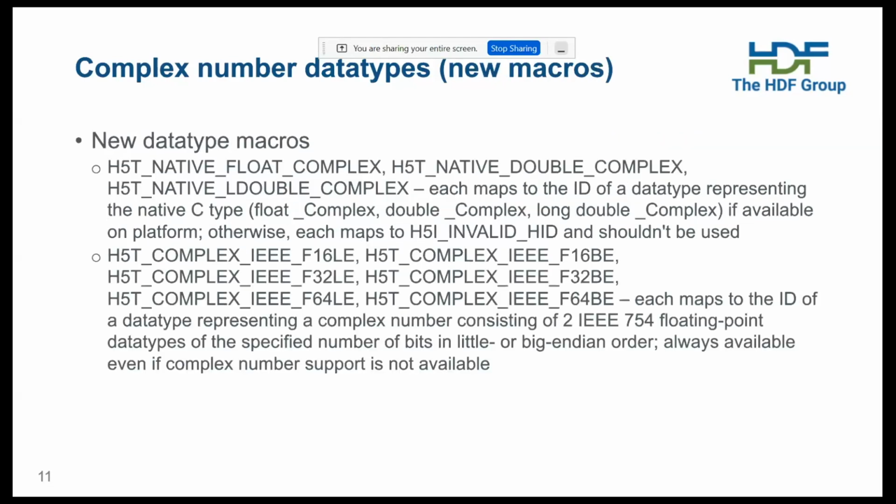So like the 16-bit floats, we added in some new macros here. There are native macros for the float, double, and long double complex types, and these just map to the IDs of data types representing those and the matching MSVC types if you're on one of those platforms instead. And then we also added in some standard types here for complex numbers made of two floating point values that are either 16, 32, or 64-bit and in little or big endian order. And these standard data types are always available even if your platform doesn't have support for complex numbers.